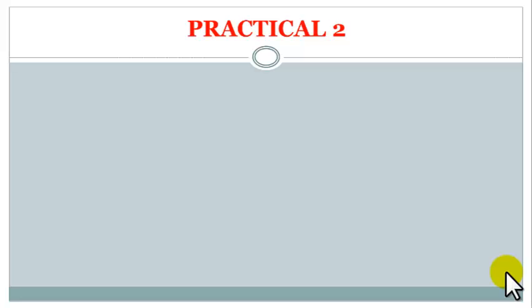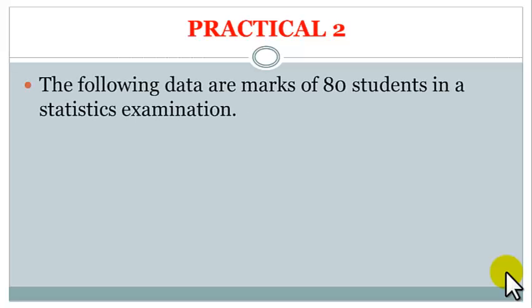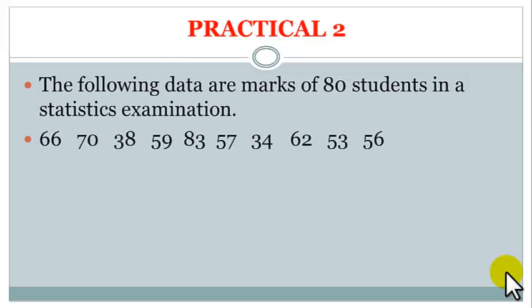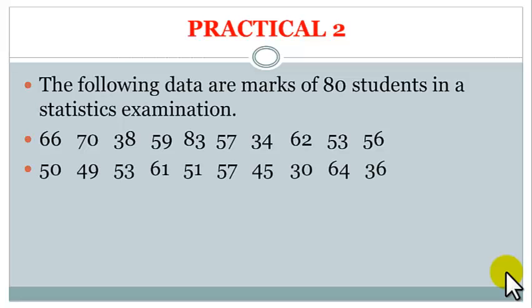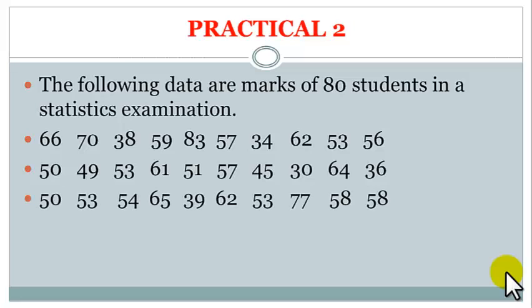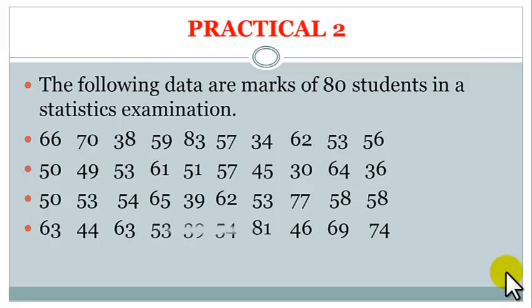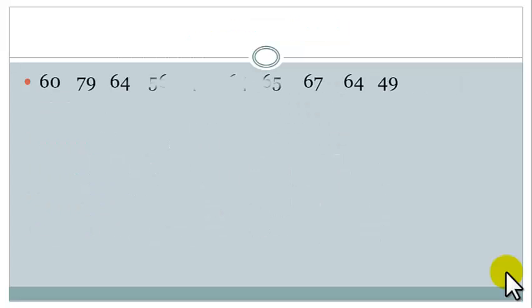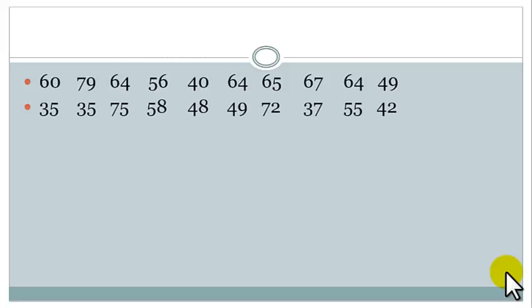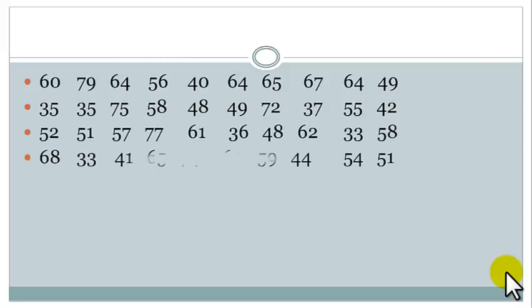Practical 2. The following data are marks of 80 students in a statistics examination. These are the first 10 marks, the second 10 marks, the next 10 marks, and so on, and finally these 10 marks. There are 80 of them in all.